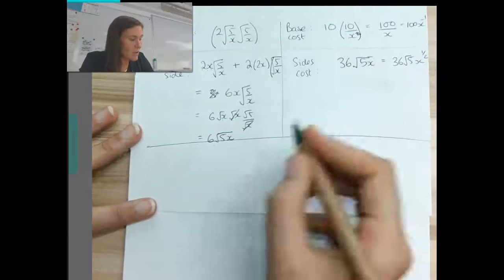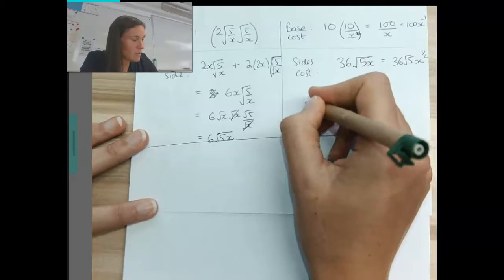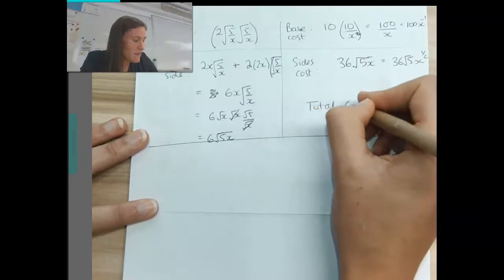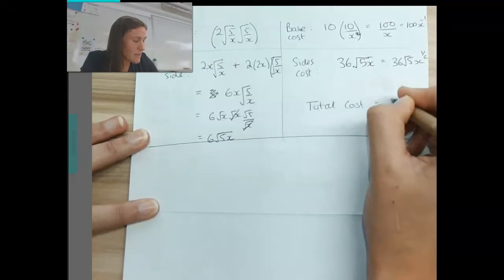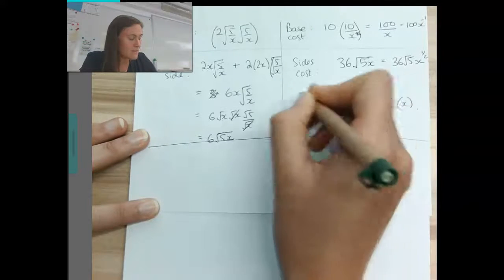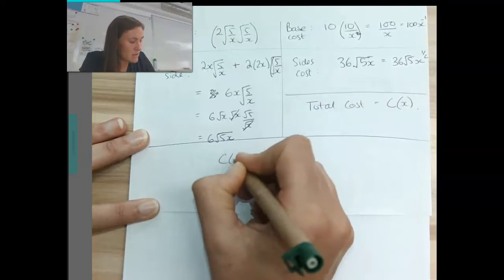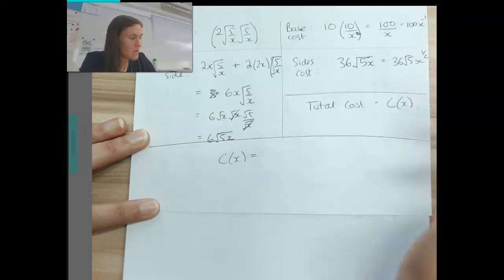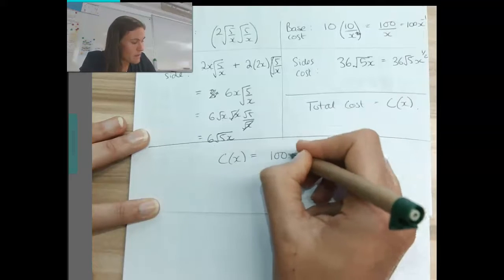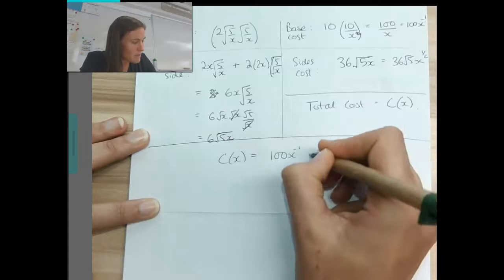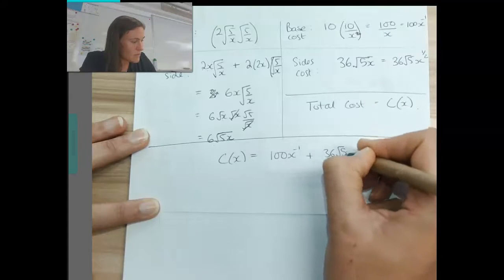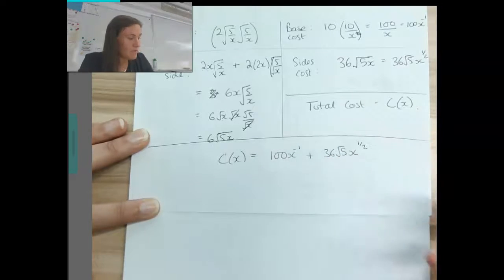Using these, I'm going to get my total cost. And I'm going to call my total cost C. Total cost, and that's going to be C in terms of x. So that's just my notation. So C in terms of x will just be these two added together. So I've got 100x to the power minus 1 plus 36 root 5 x to the power of a half.